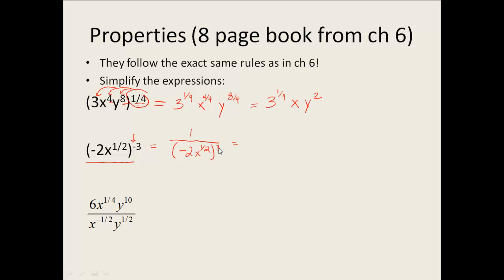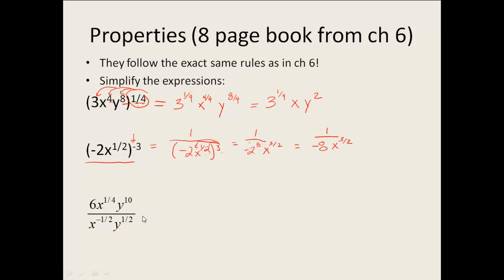From there, I'm going to distribute that 3 out because I have a power of a power, so it goes to everything. So I'll have -2 to the 3rd power, and then x to the 1/2 to the 3rd. Well, I have to multiply my exponents again, so I'll have x to the 3/2. Now this -2 to the 3rd, I can go ahead and multiply that out, and I'll get a -8, and I will have x to the 3/2.